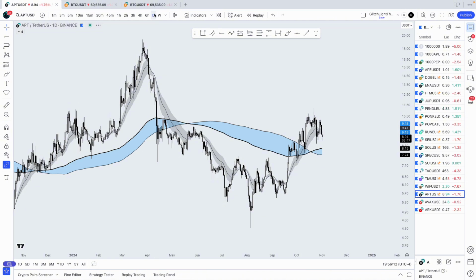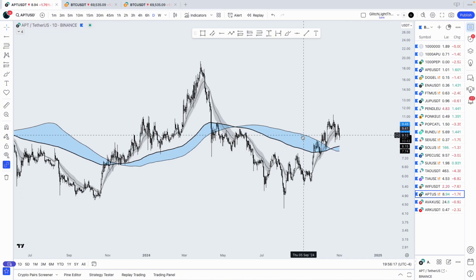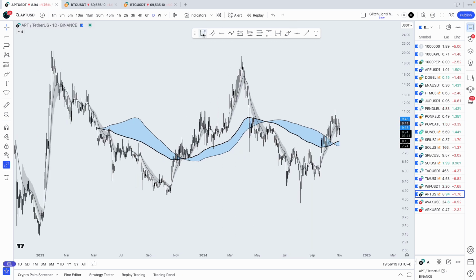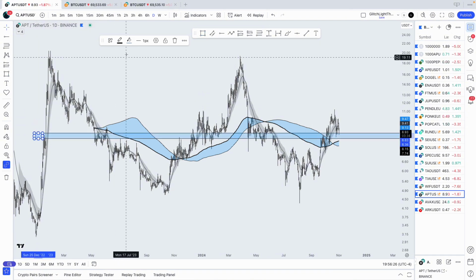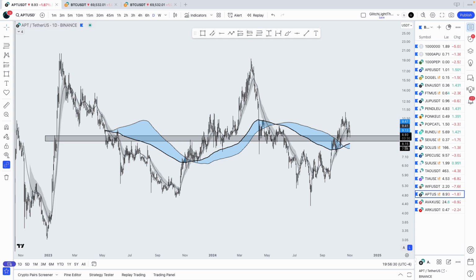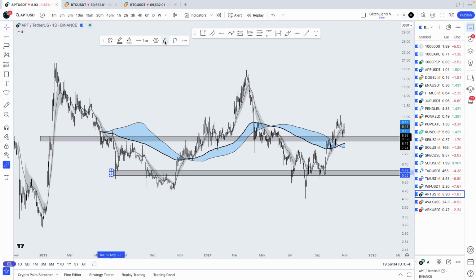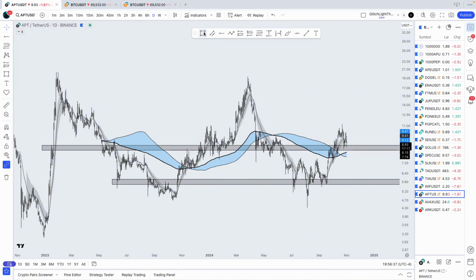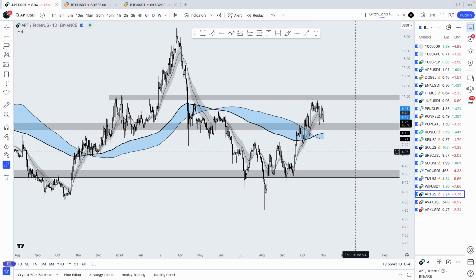Okay, so Aptos. This is a new layout for Tensor, so I don't have any levels drawn here because I did just switch up my charts a bit, in case you didn't notice. Let me draw some key levels here real quick. I watched that support. There we go. A bit of resistance here. Okay, now we have some levels to work with.